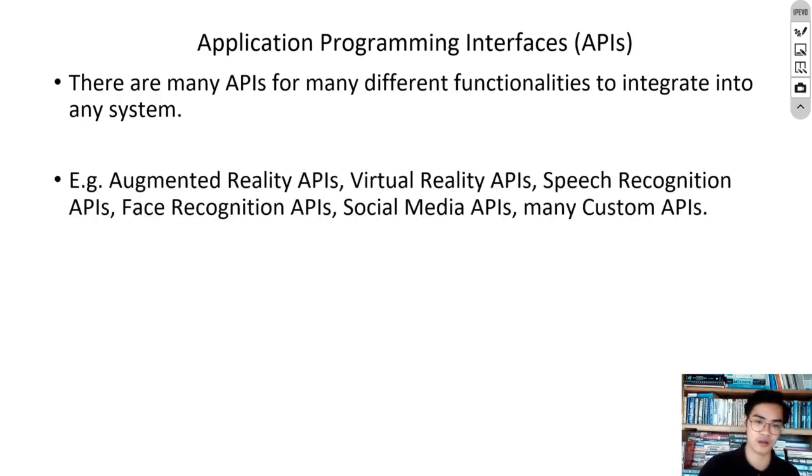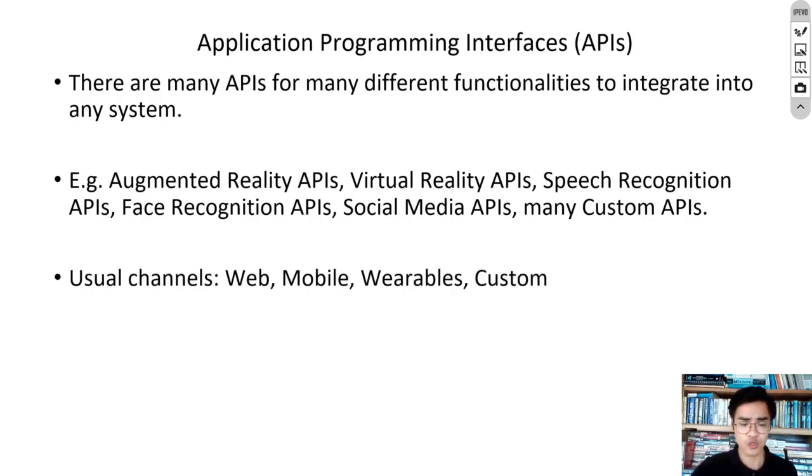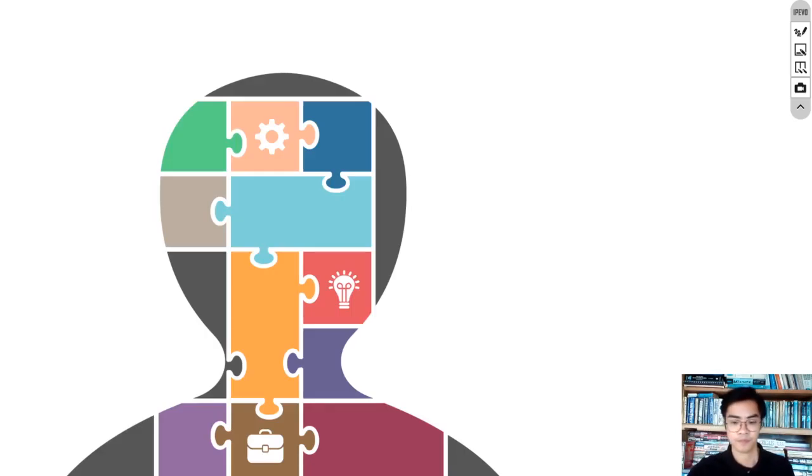Now, for example, you have augmented reality APIs, virtual reality APIs, speech recognition APIs, face recognition, social media APIs, and a lot more APIs. Custom APIs are for internal use, like our example with the legacy systems. The usual channels that APIs work on are your websites, your mobile apps, wearables like your smartwatch, and then custom systems like your legacy systems. Okay, all right.